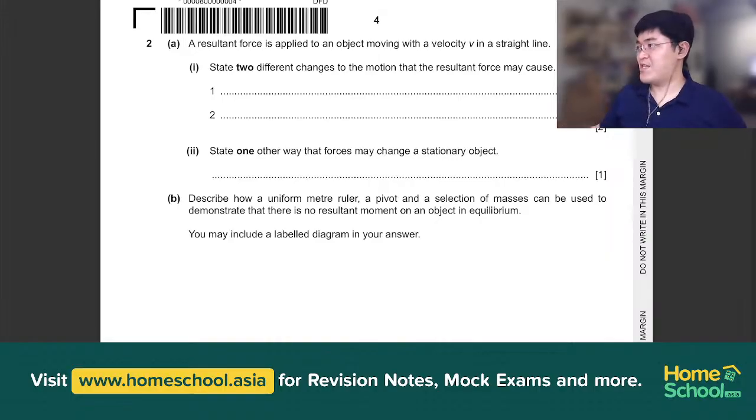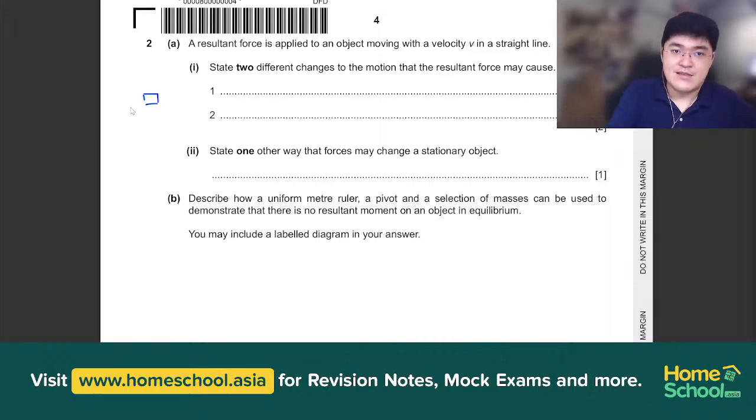Okay, so for question number 2, we see here that a resultant force is applied to an object moving with a velocity v in a straight line. So an object is moving in a straight line at velocity v, and a resultant force is applied to the object. State 2 changes to the motion that the resultant force may cause.